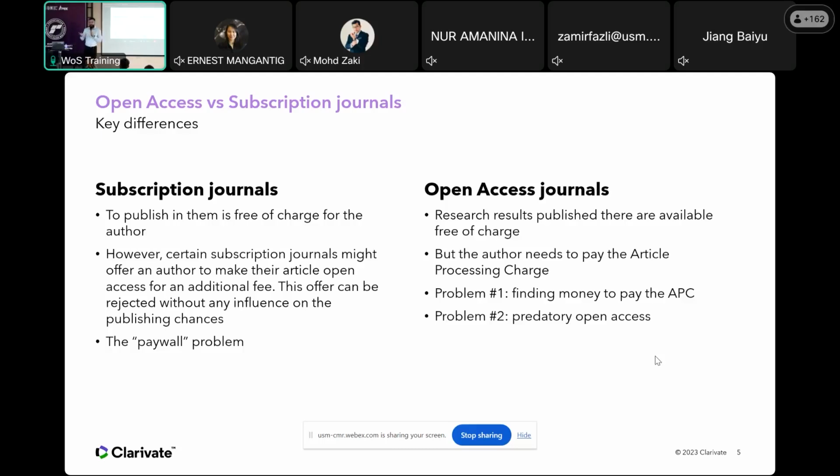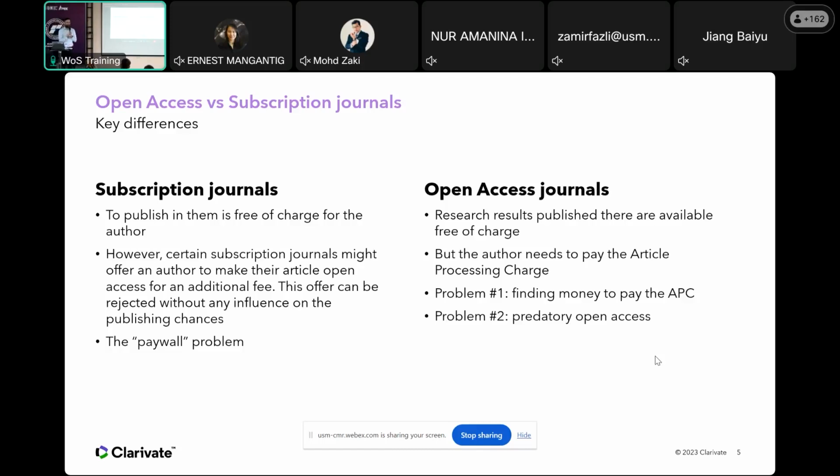So what is open access about? Again, the payment for the publication is done by the author, and that means the publication is free of charge, free to access to anybody in the scholarly society and even beyond the scholarly society. But that article processing charge can be quite painful in certain cases.